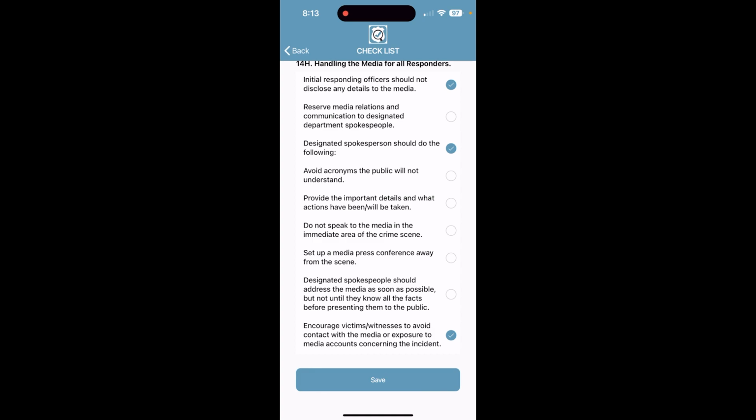Should encourage victims and witnesses to avoid contact with the media or exposure to media accounts concerning the incidents. Again, these are high-level actions to aid the first responder in remembering their key responsibilities. It's a tool that is always with you to keep you sharp and ready to act.